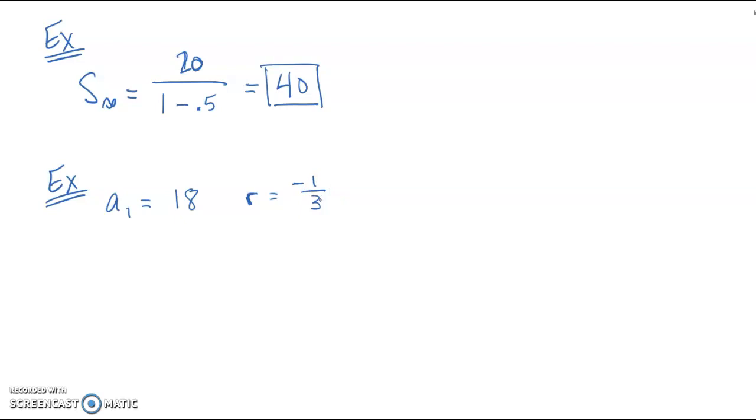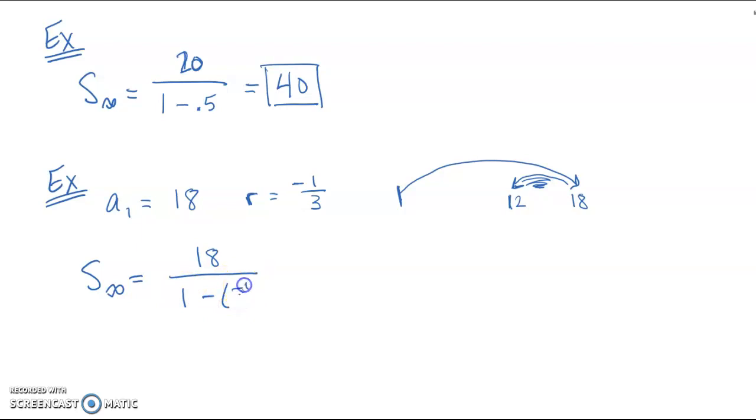I threw in the negative just to make it so he's jumping forward, then backward, then forward, then backward. So if we visualize it, he jumps forward 18, and then he's going to come back, but it's going to be a third. If he comes back a third, that would be 6, so he'd be back here at 12, and forward, backward. Well, let's see where he ends up. According to our formula, the infinite sum is the first term 18 divided by 1 minus r, and r is negative 1/3. So even though the absolute value of r has to be less than 1, you still plug in the actual r value of negative 1/3.